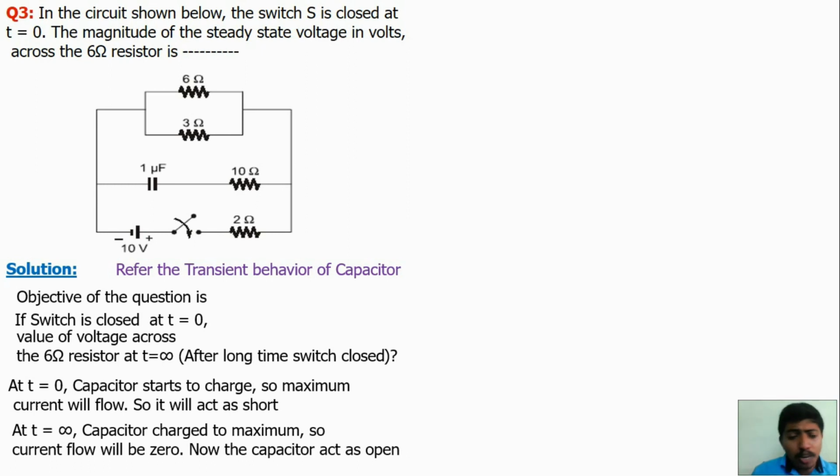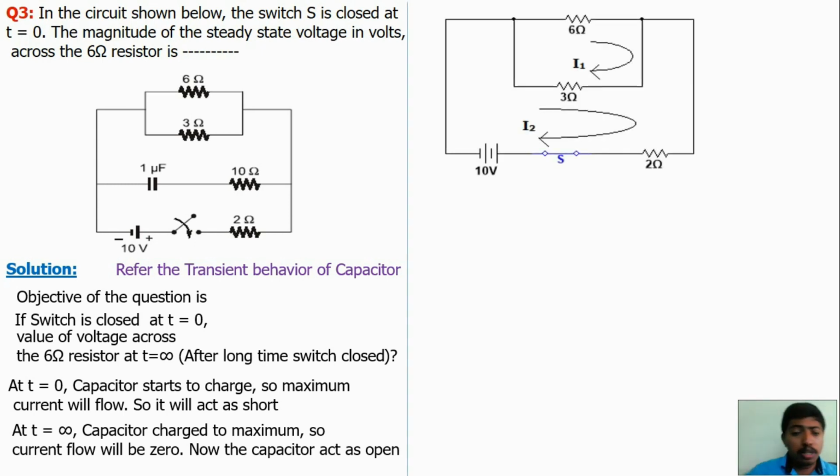So, at t equal to infinite time, the capacitor acts as open. Now, replace the capacitors by open circuits because we have to find the voltage across the 6 ohm resistor at t equal to infinite seconds. So, replace the circuit. Here, the branch is eliminated because the capacitor acts as open. We have to assume currents I1 and I2 because we have to find the voltage across the 6 ohm resistor. You may use any method to find the voltage across the 6 ohm resistor.